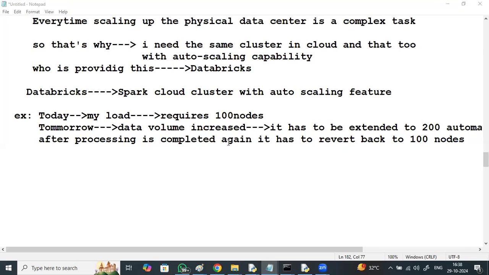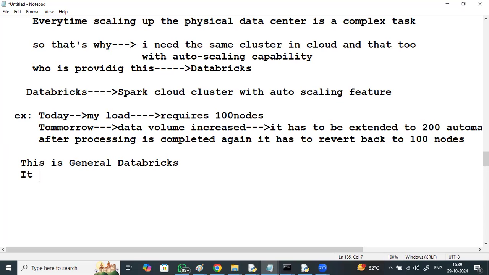After processing is completed, again it has to revert back to 100 nodes, right? Yes. Tomorrow, if the data volume increases, it has to be extended to 200 automatically. After processing is completed, again it has to revert back to 100 nodes. This is general Databricks.